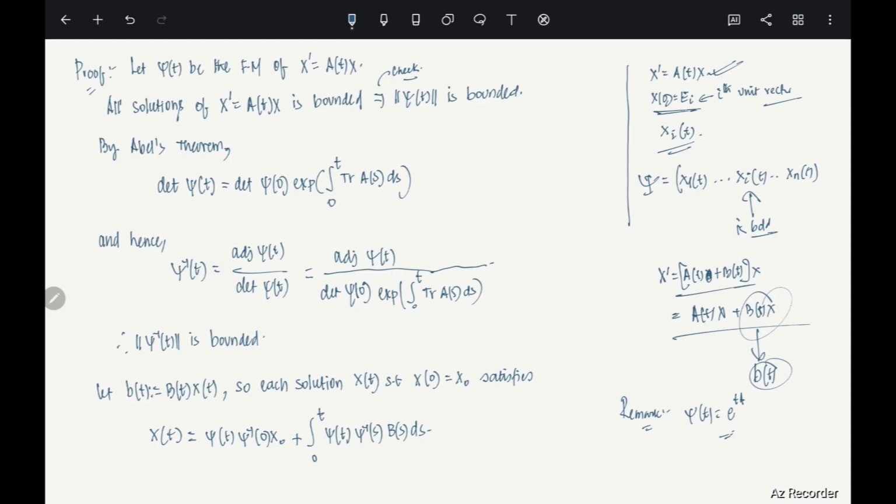Here this is a variable coefficient. We can't write it as e to the power At, right? So I am not doing that. I hope this is clear.